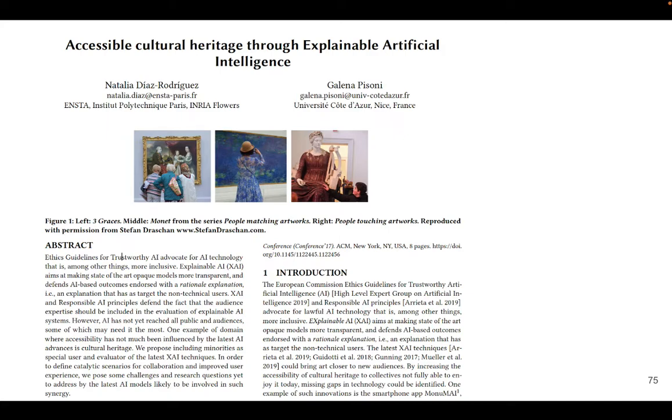So what we propose in this paper is including minorities as a special user and evaluator of the latest explainable AI techniques, and AI techniques in general, in order to define some catalytic scenarios to help these groups work together for collaboration and improve user experience. We pose some challenges and some research questions that should still be addressed by current AI techniques. So this actually relates to the principle of inclusivity in the AI principles, which basically demands including all the minorities and diverse groups of stakeholders and audience of our explanation. So indeed, it's one way also to attain responsible AI.